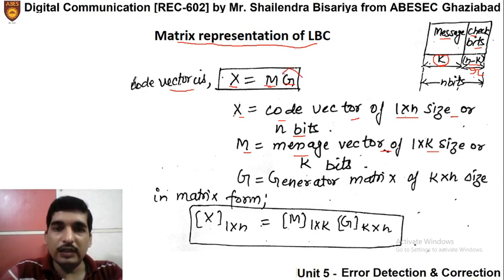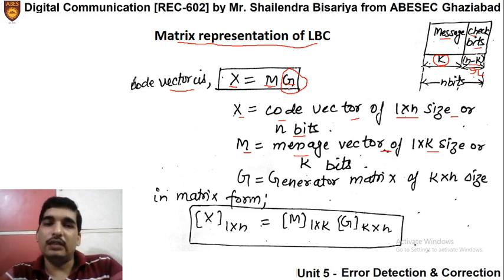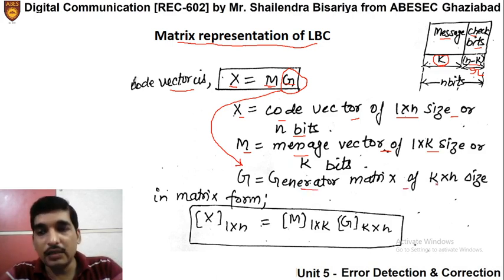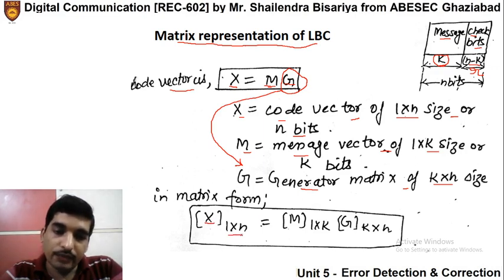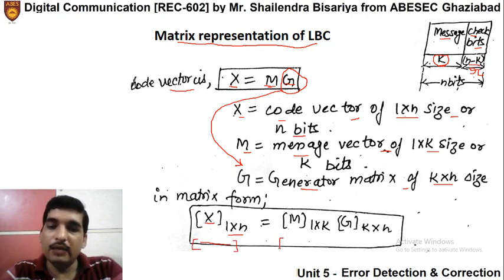Now what is this G? This is the important term, right? So let us talk about this G. G is the generator matrix. What is the size? K cross n. How will we find this size k cross n? Let us see here that X is a matrix 1 cross n, simply one row with n elements, right? And M is 1 cross k. It is 1 cross n and it is 1 cross k.